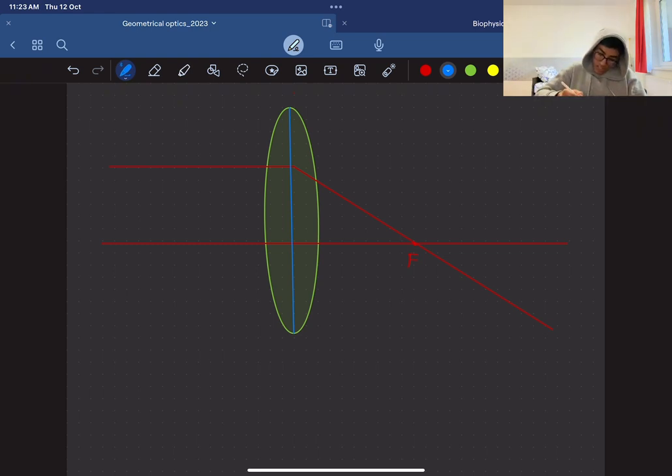Now, this over here is supposed to be over here, the center, but I messed up the proportions. So the ray passing through the center, this point, will go undeviated. Undeviated. So it doesn't care, it's going to go undeviated whatever it is. Okay? That's one.